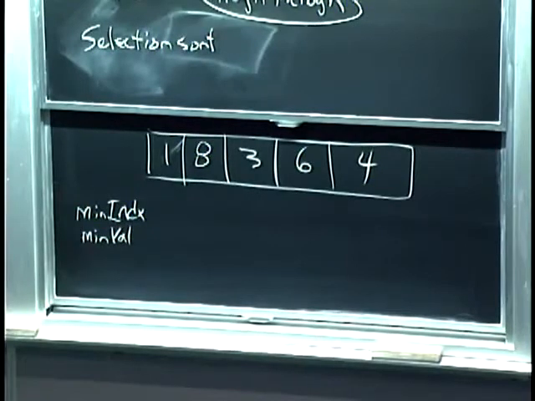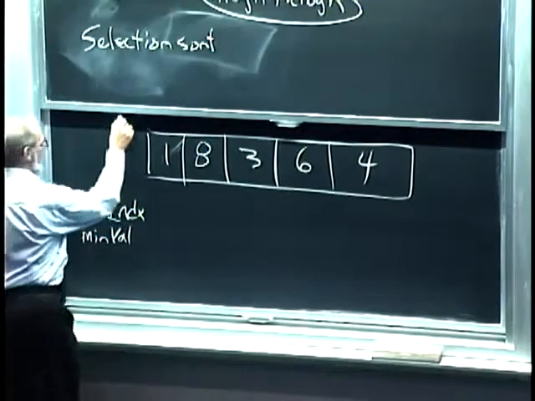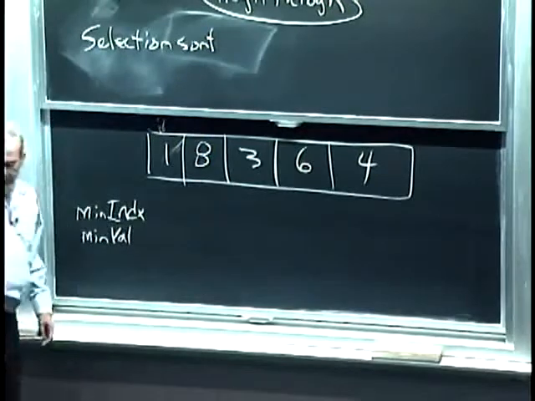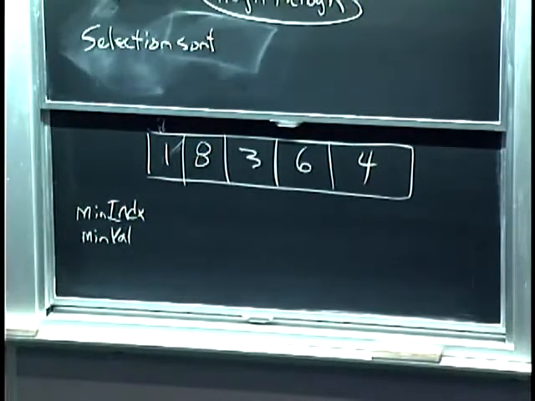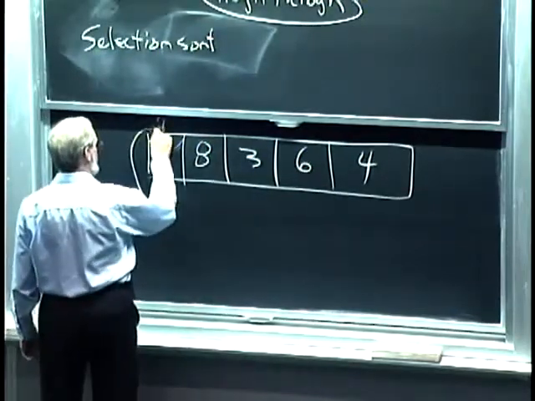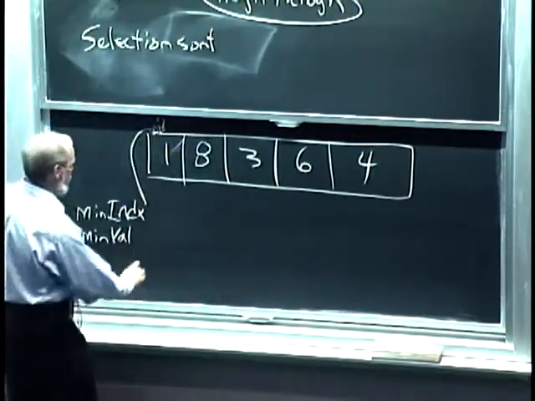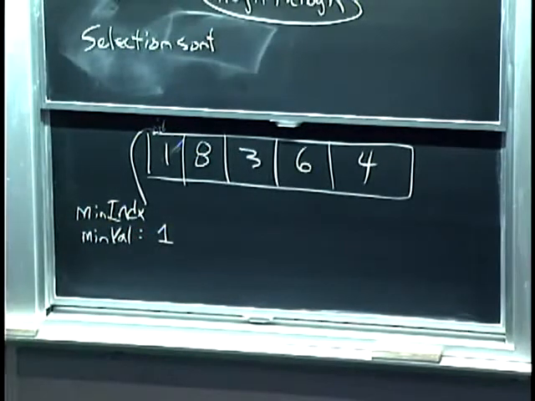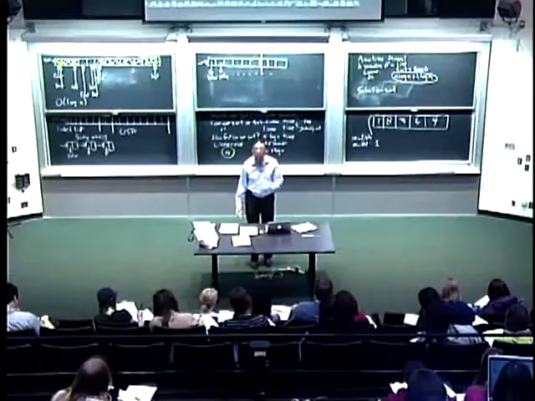Okay, let's simulate the code. Let's see what it's doing here. All right, so we start off. Initially, I is going to point there. And I want to make sure I do it right. Okay, and min index is going to point to the value of I, which is there. And min value is initially going to have the value 1. So we're simply catching a hold of the first value we've got there.